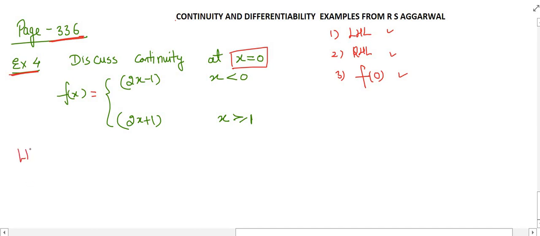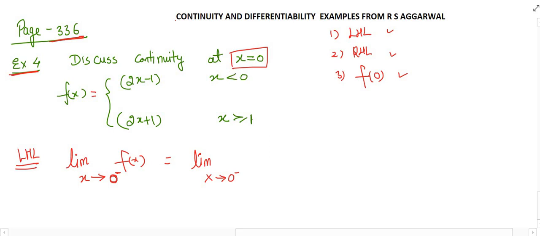So what is the method to check LHL? As we discussed in class 11th, this is how we represent limit x is tending to 0 minus f of x. This is the symbol for LHL, left hand limit. 0 minus means little bit less than 0, very close to 0 but less than 0. So this will be limit x is tending to 0 minus f of x. So less than 0 means we should take this according to definition.